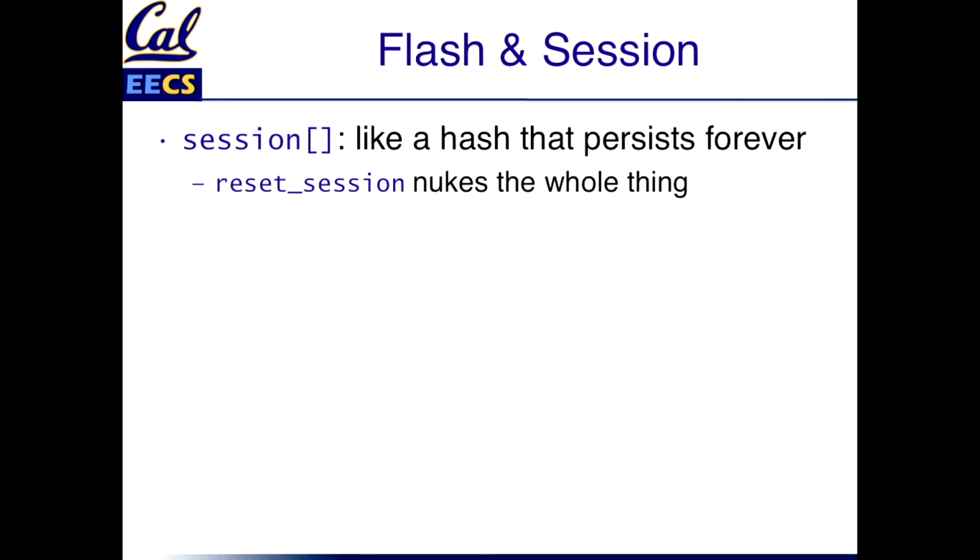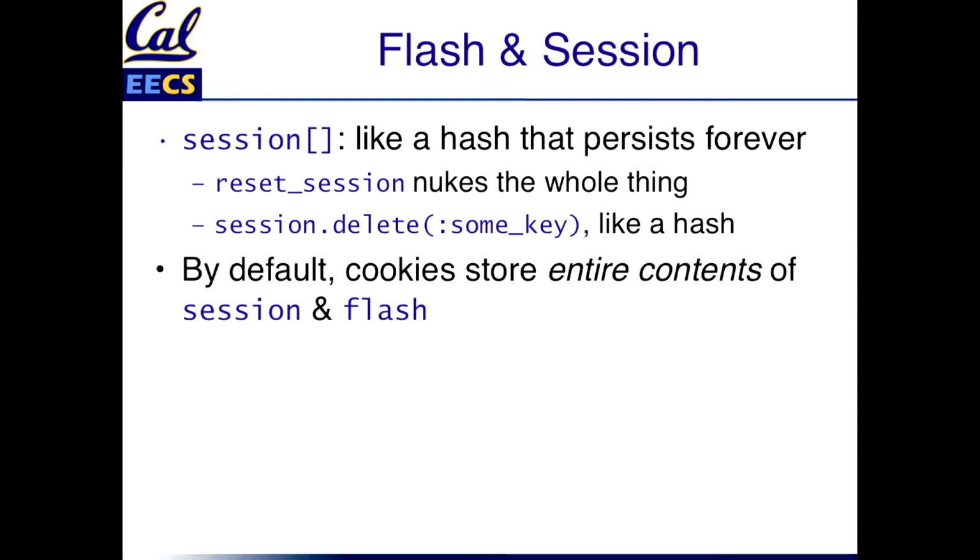So we talked about the flash. The flash is really a special case of a more general mechanism. In this case, the session mechanism, think of it as a hash that persists more or less forever. Now, there's a lot of qualifiers around forever, but basically, if I put something in the session for this user, I can expect to get it out of the session for this user during the entire time that they're continuously interacting with my app. I can reset session to nuke the whole thing. I can delete specific things out of the session that I put there. And by default, cookies store the entire contents of the session.